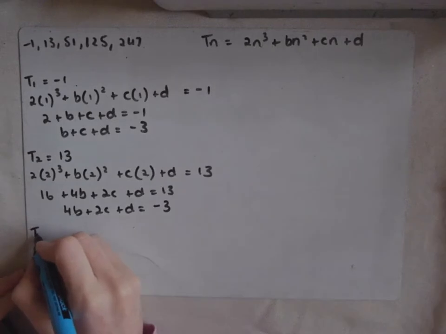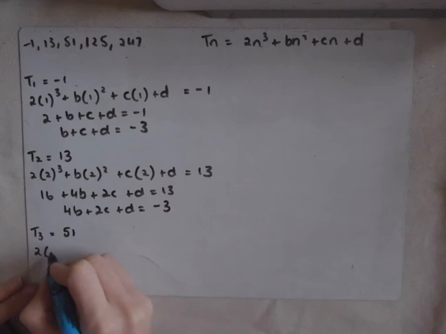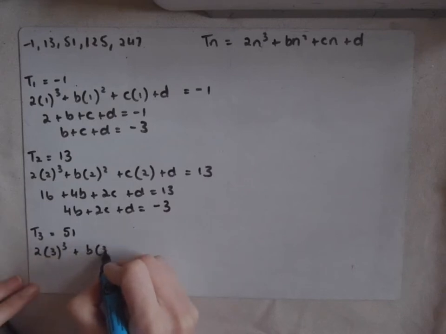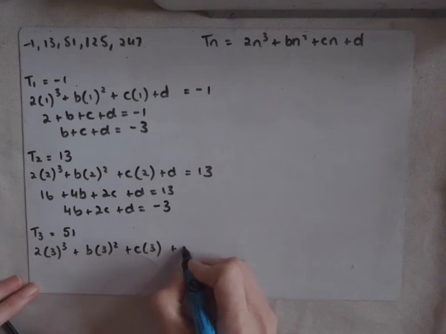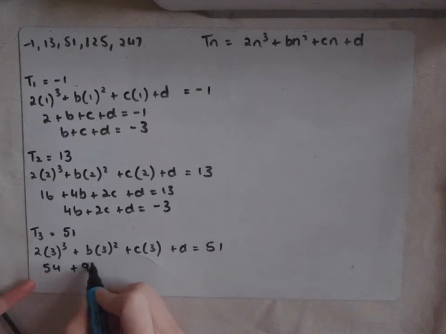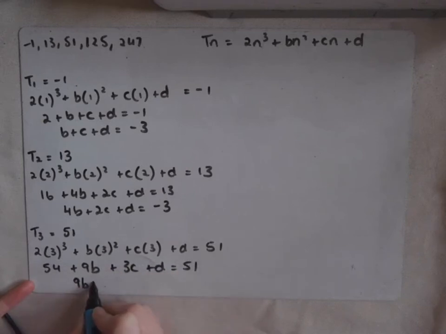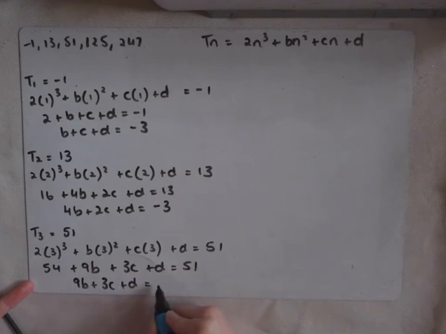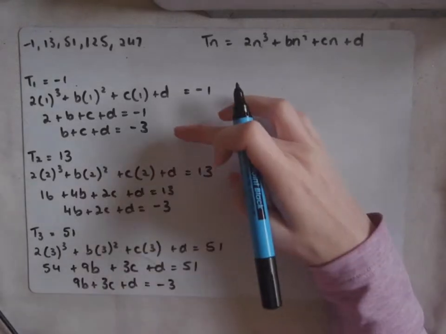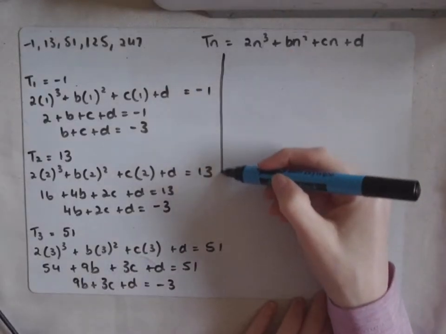And then do T3, which is 51. Okay, so fill in your 3. And put it equal to 51. Okay, so you get 54 plus 9b plus 3c plus d is 51. Take 54 is minus 3. So now you've got these 3. Okay, so you can do simultaneous equations with 3 variables.